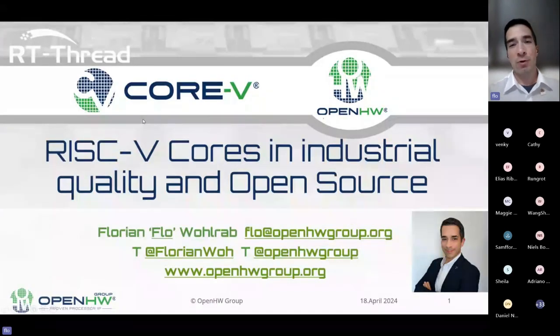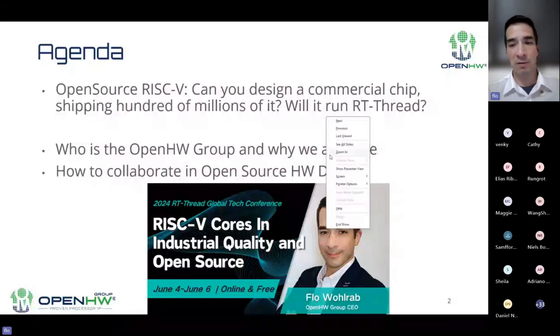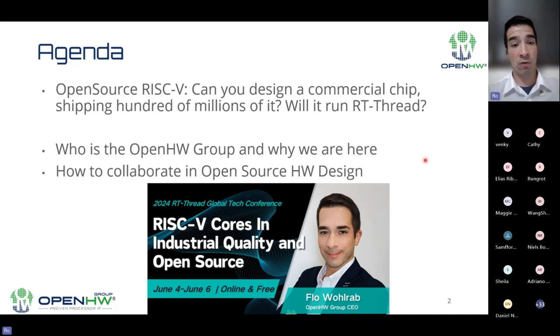So today I want to talk about the Open Hardware Group and what we are doing with RISC-V cores in industrial quality and open source. First I want to talk about whether you can really use RISC-V to ship in hundreds of millions of devices. Then I want to introduce you to Open Hardware Group, show how we are collaborating in open hardware, and how RT-Thread is a very important part of what we are doing.